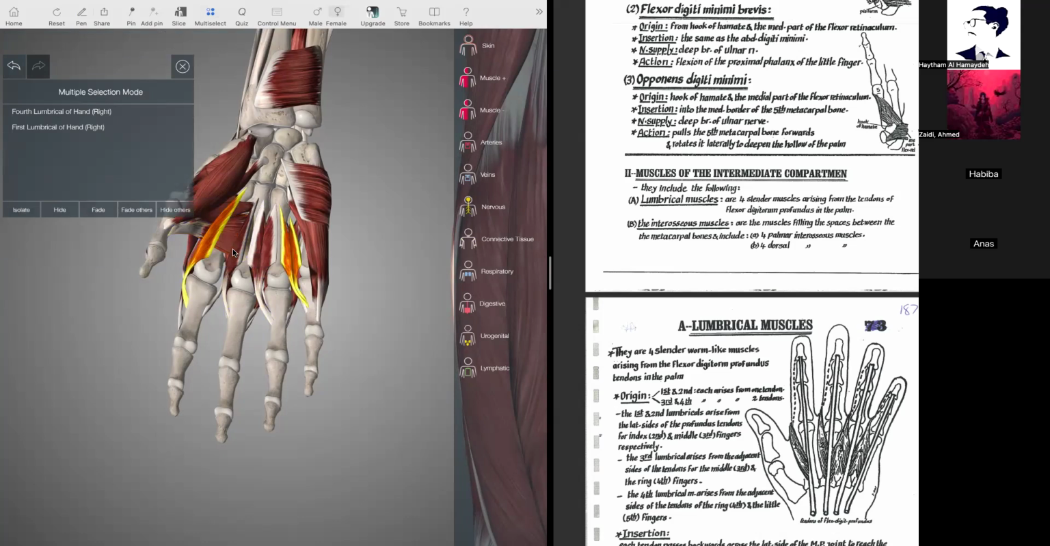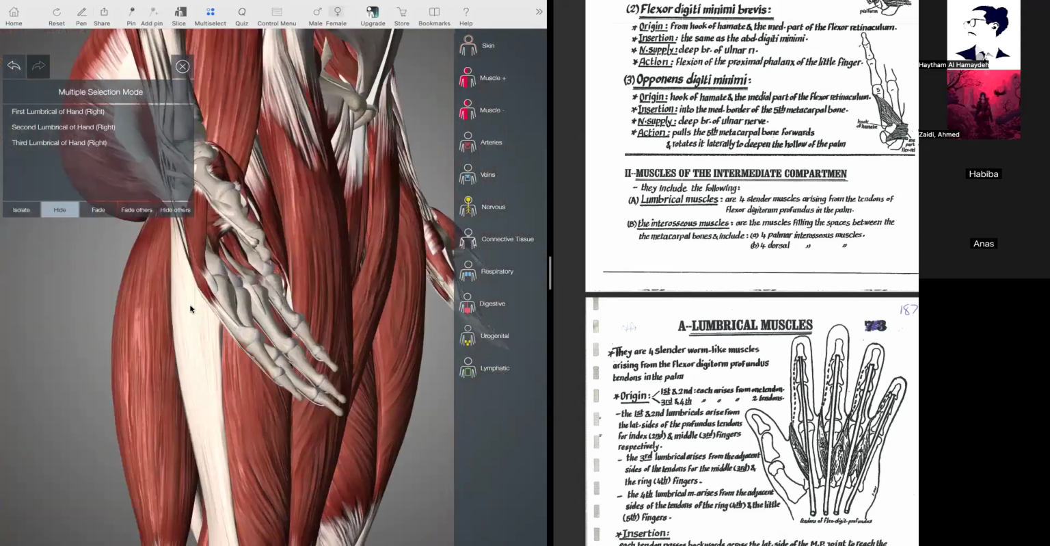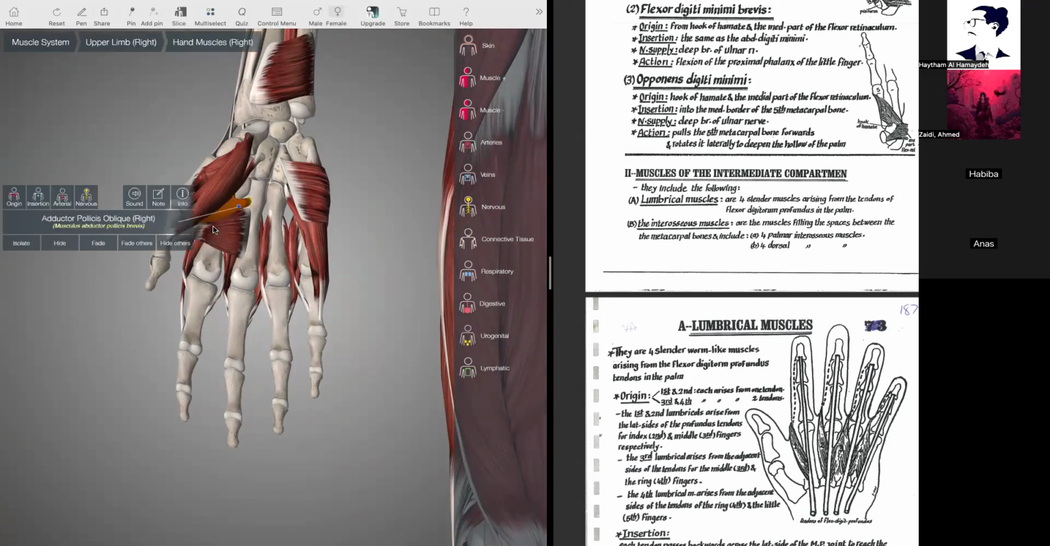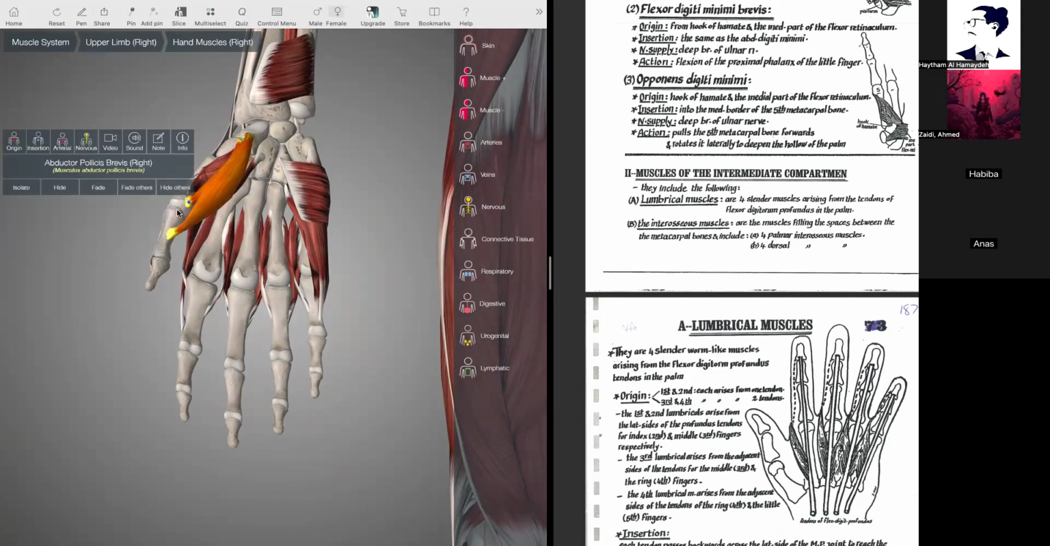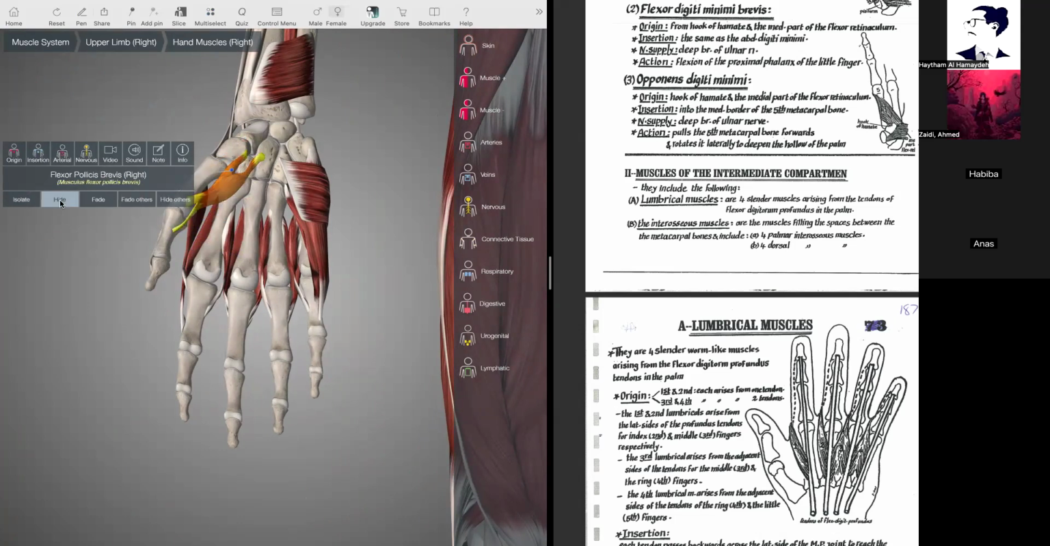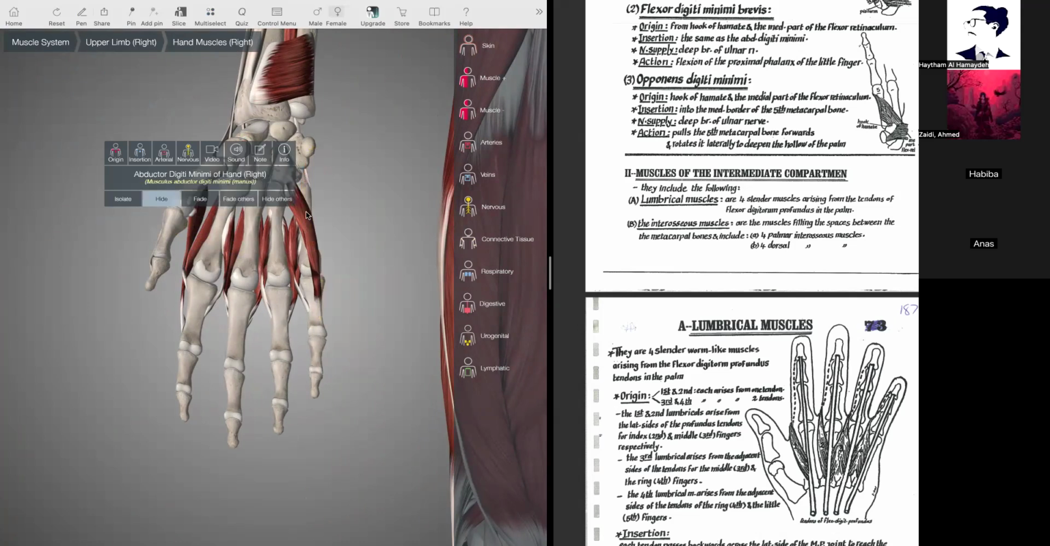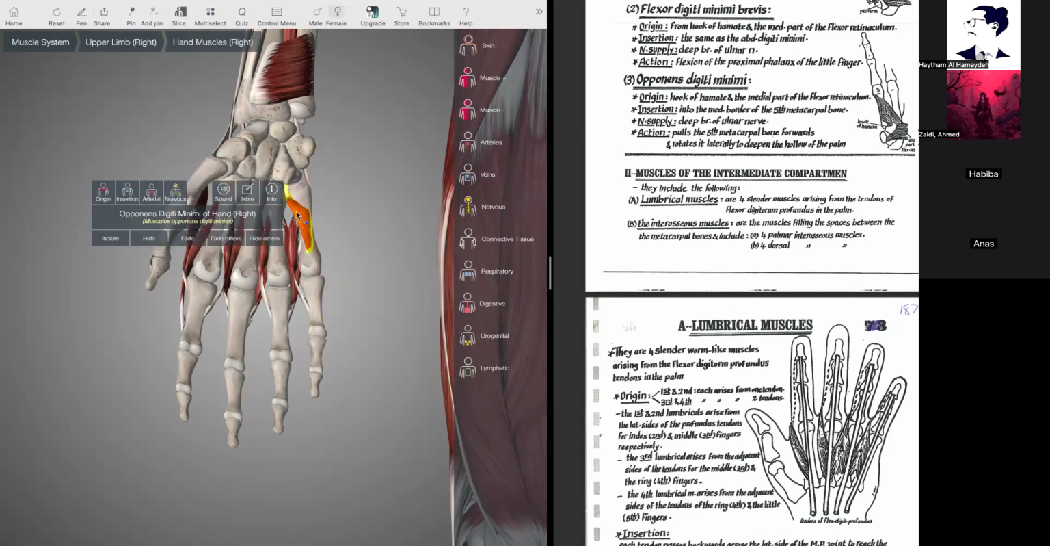And I'm going to hide them for you. And see now, they're located in the palm. Remember, lumbricals are located in the palm. Now, these ones that you see originally here, we have already finished. These are the thenar. Okay, we're done with those. These are the hypothenars. We're done with those.